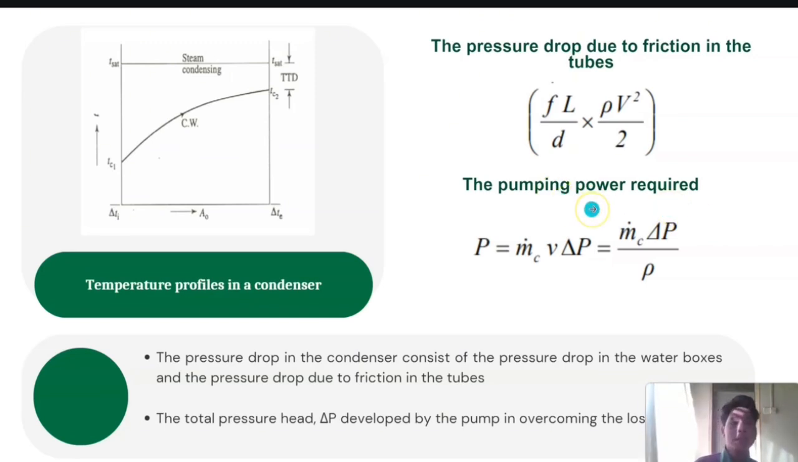Okay, TTD. What is TTD? TTD is the terminal temperature difference that represents the gap between Tsat and TC2, which reflects the efficiency of the heat transfer process. The smaller the TTD, the more efficient the condenser. This graph allows us to visualize how the cooling water temperature increases due to heat absorption and how the steam reaches its saturation and condensing phase.